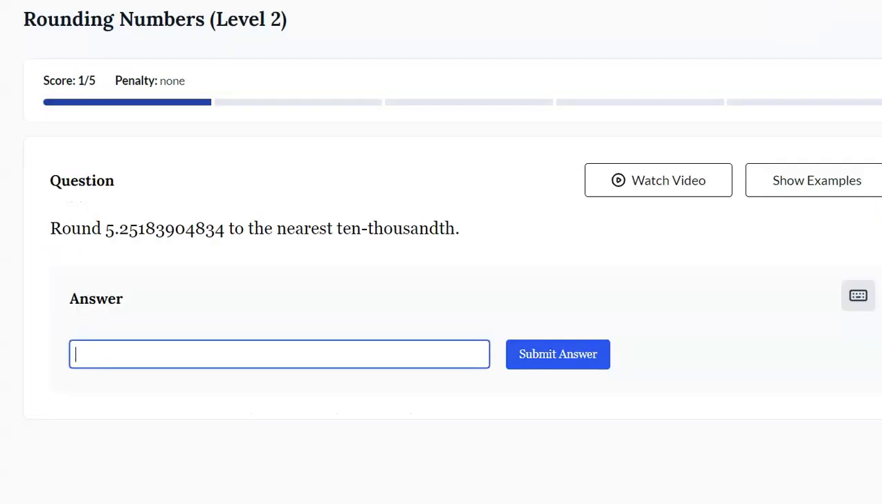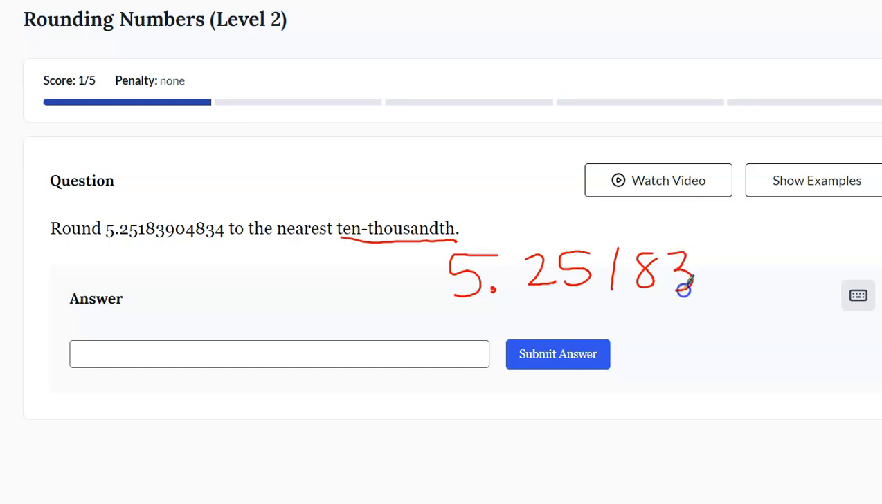All right, one more time. Round to the nearest 10 thousandths. So let's write this number out. Let me read it again.